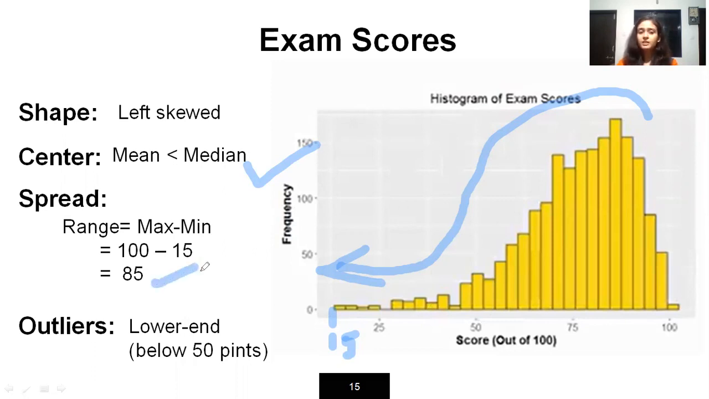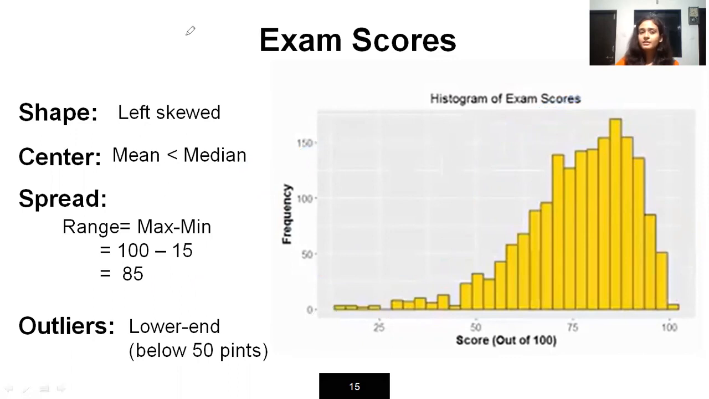Suppose my range is 85. Here my outliers are present on the lower end, below 50 points. These are some of the points which are away from the majority of the points, so we will call them outliers.